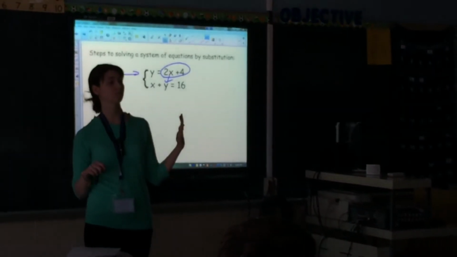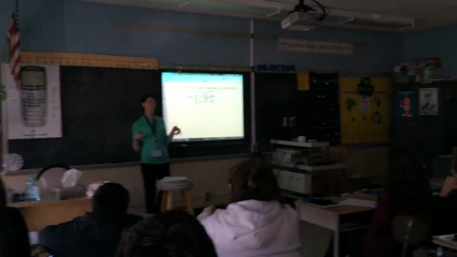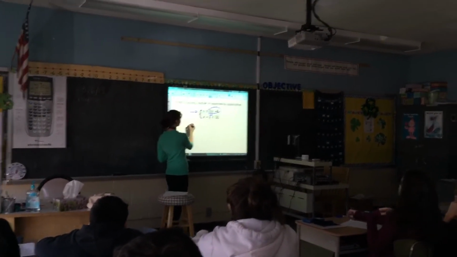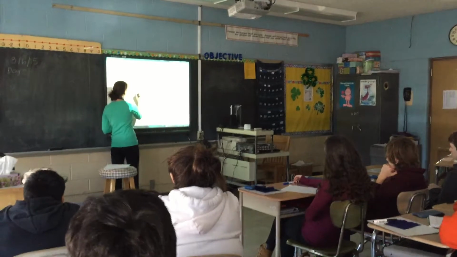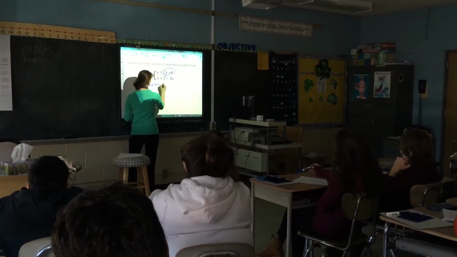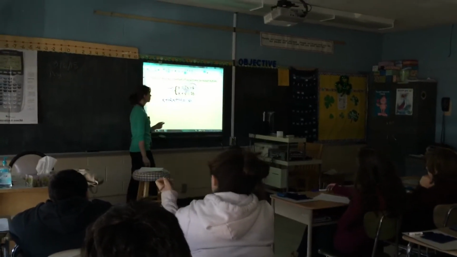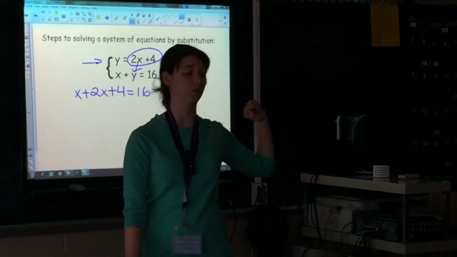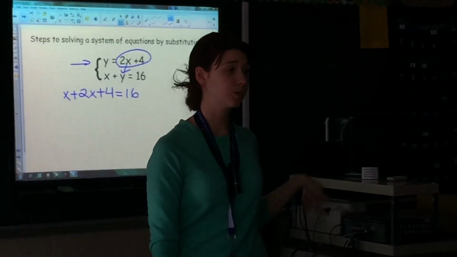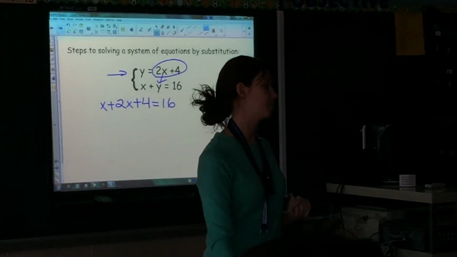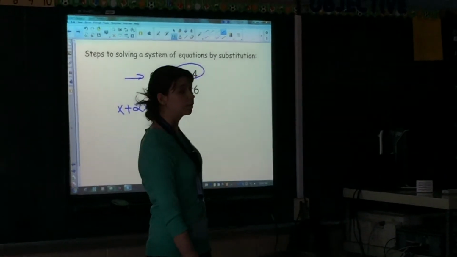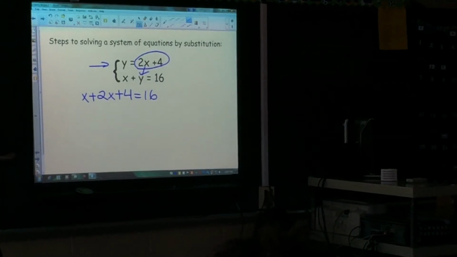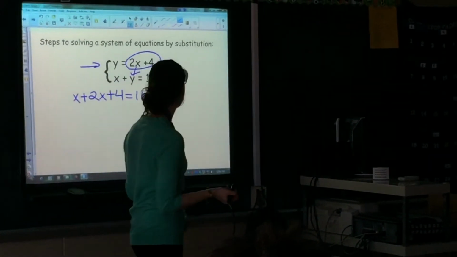Nick knows. Ashling knows. Victoria knows. Henry knows. Ashling, what do you think? What am I going to write? X plus 2x plus 4 equals 16. Good. We're no longer writing the y. It's gone. We're writing what y is equal to. We said y equals 2x plus 4. So we're writing x plus 2x plus 4 equals 16. This should look a little more familiar to you guys, right? This is just solving an equation with one variable.